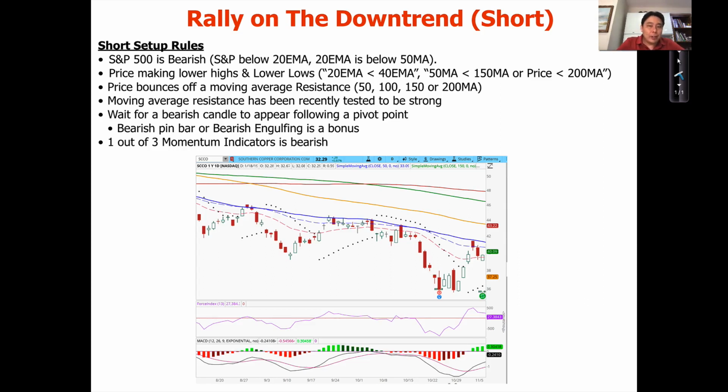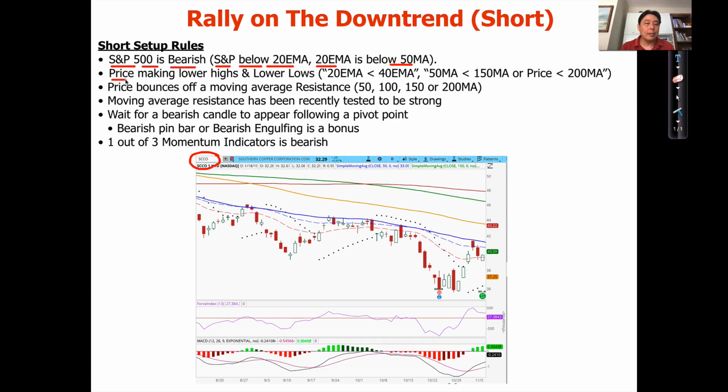So now let's turn our attention to the short side of the equation, which is selling at the rally on the downtrend. Again, very specific entry rules for going short. Number one, looking at the S&P 500, ideally we're going to go short on stocks when the S&P overall market is bearish. Again, we look at the S&P below the 20 EMA and ideally the 20 EMA below the 50 moving average. That happens when the market's on a downtrend, when it's in a bear market, and that's the ideal time to short stocks. So for the particular stock, in this case, for example, SCCO, we're looking for a clear downtrend.